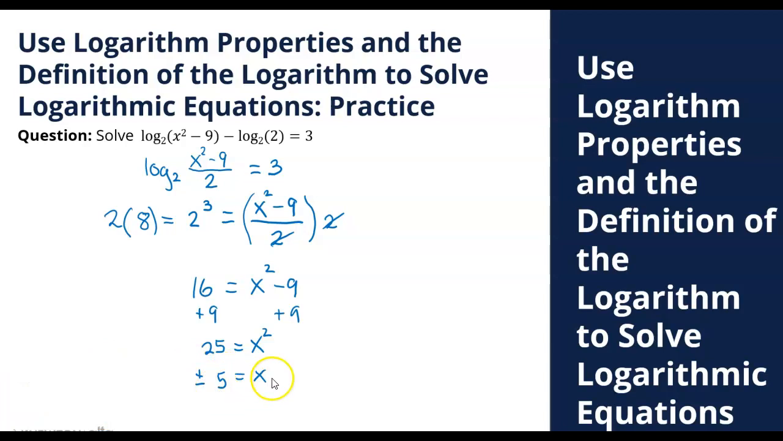Okay, so x is equal to plus or minus 5. If you plug in 5 here, 5 squared is 25. Or negative 5 squared is also 25. And 25 minus 9 gives you a positive number. So that confirms that the answers are these values here. X is either plus or minus 5.